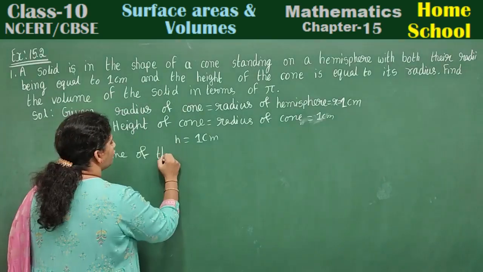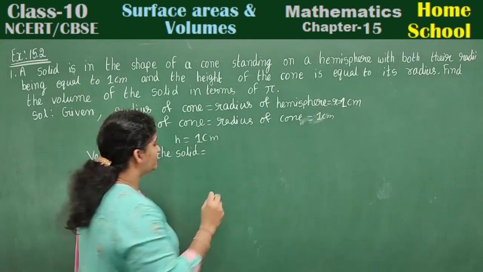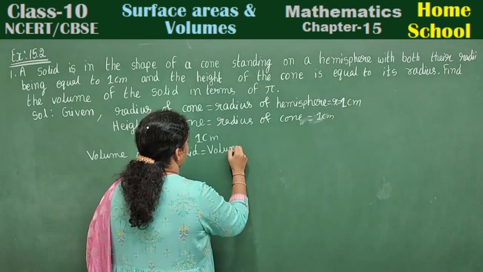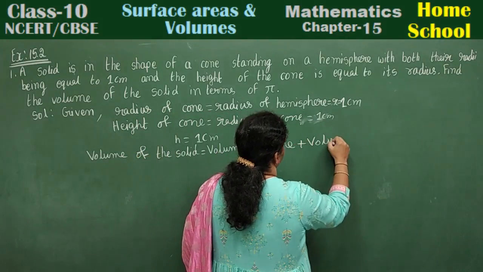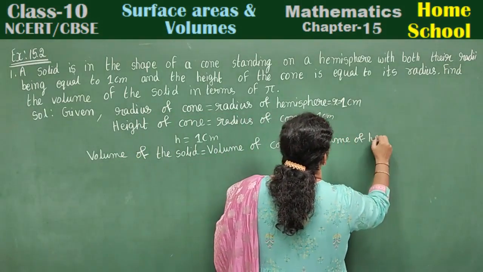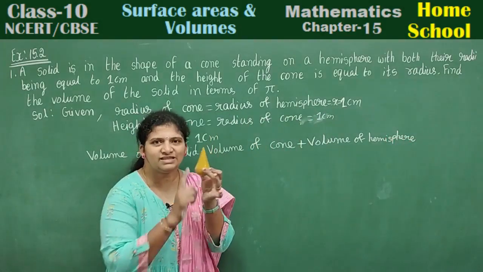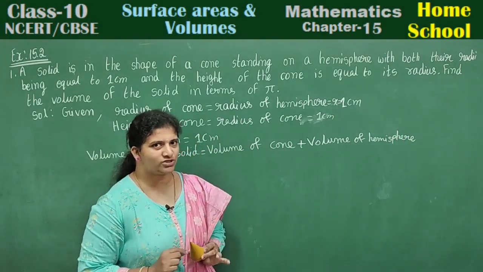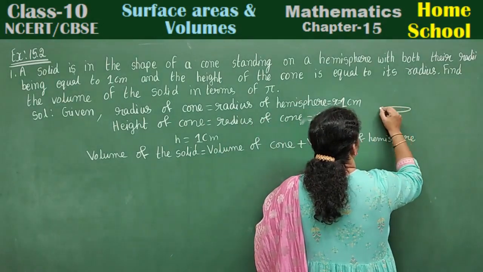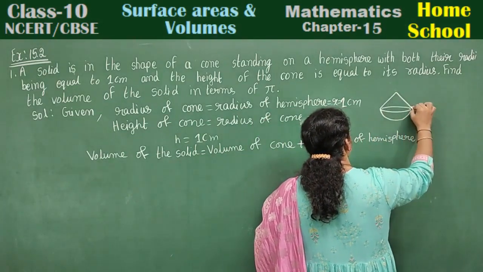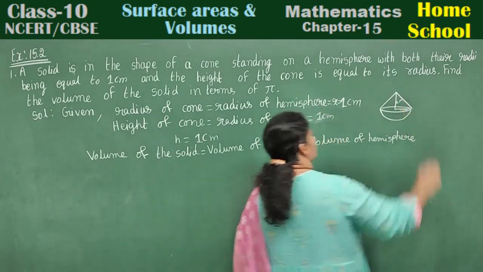We should not substitute. Volume of the solid is equal to, write the formulas, children. Volume of cone plus volume of hemisphere. We have seen the solid directly, but we should draw it in notes now. So let us draw the figure on the board. Look here carefully. Hemisphere, and this is cone. This is 1 centimeter and this is also 1 centimeter.